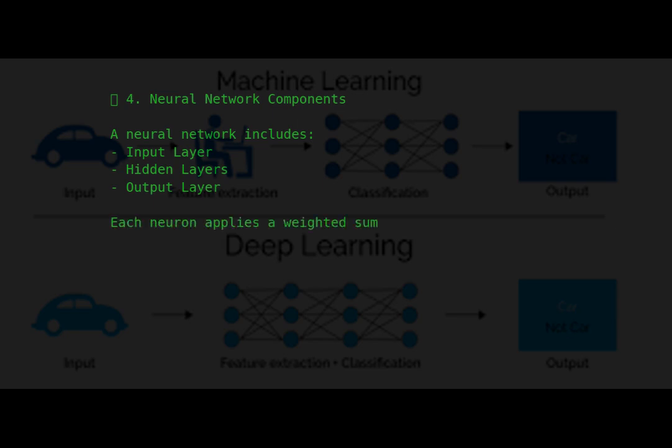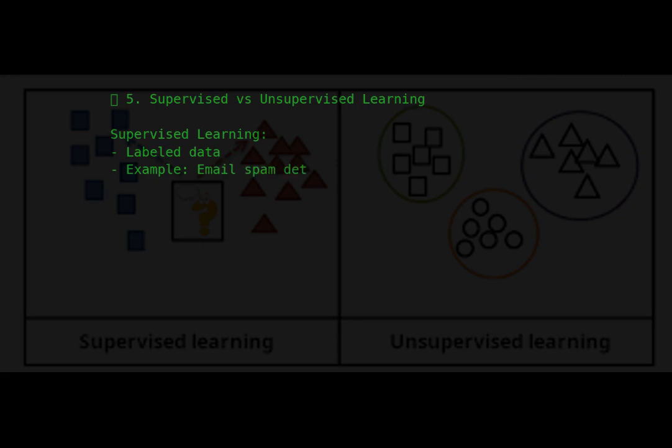Section 5 explains the difference between supervised and unsupervised learning. In supervised learning, models learn from labeled data, for example, spam detection in emails. Unsupervised learning, on the other hand, finds hidden patterns in unlabeled data, like customer segmentation.